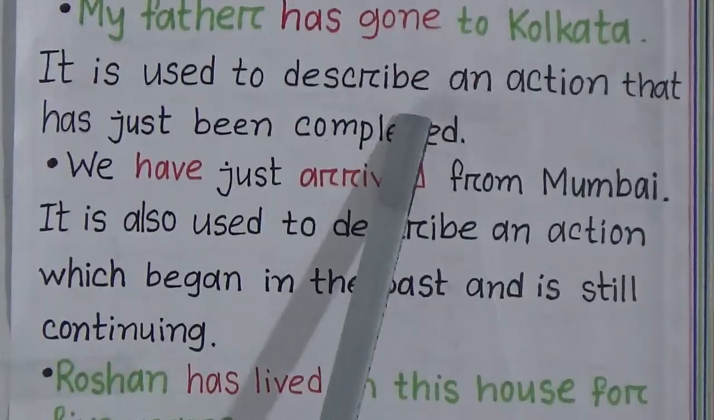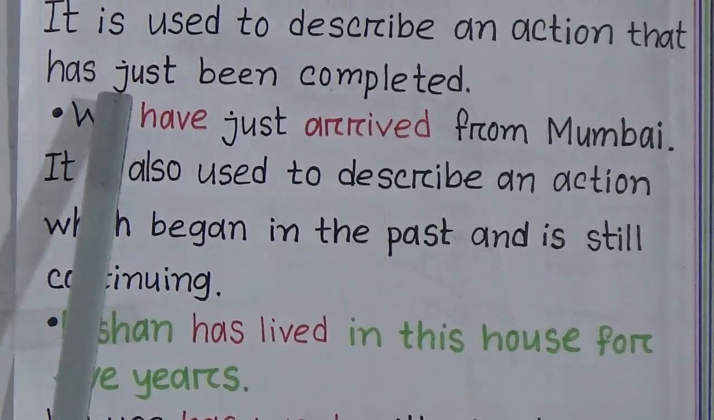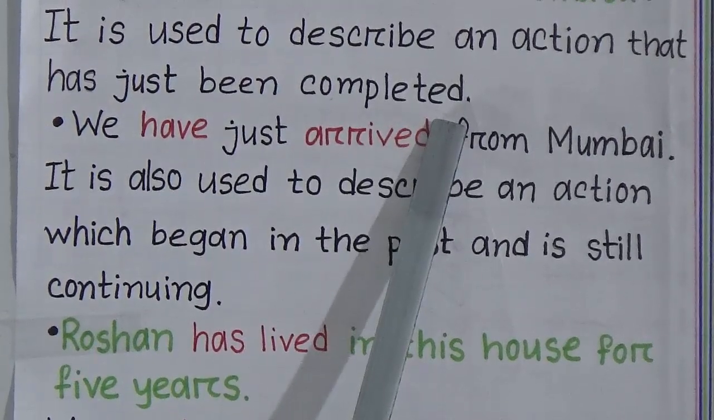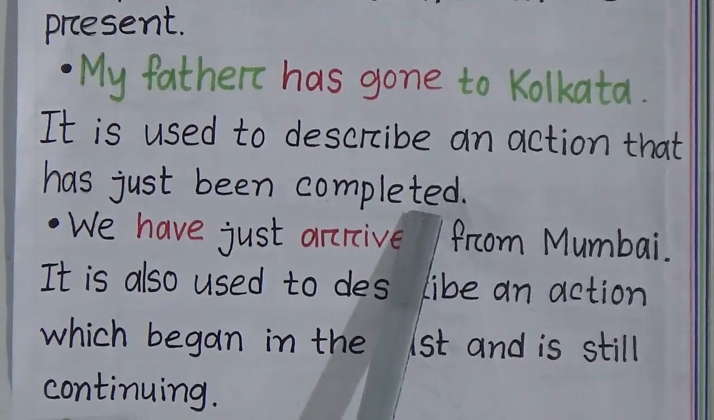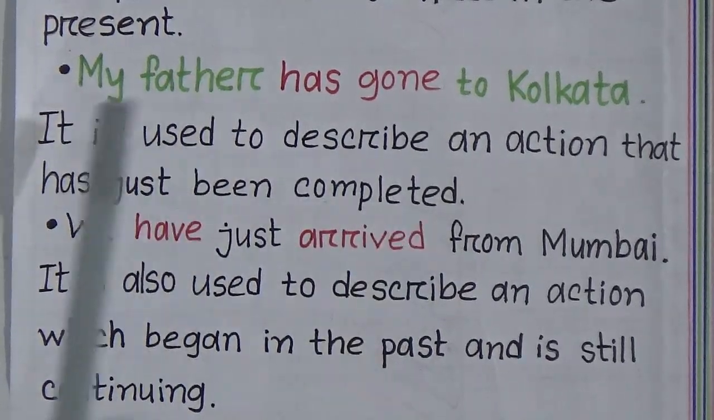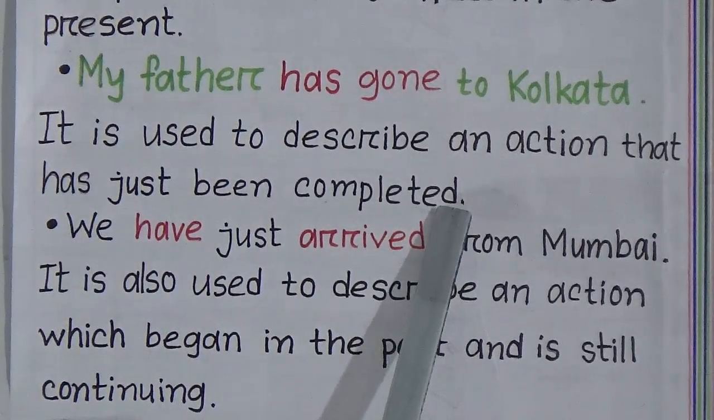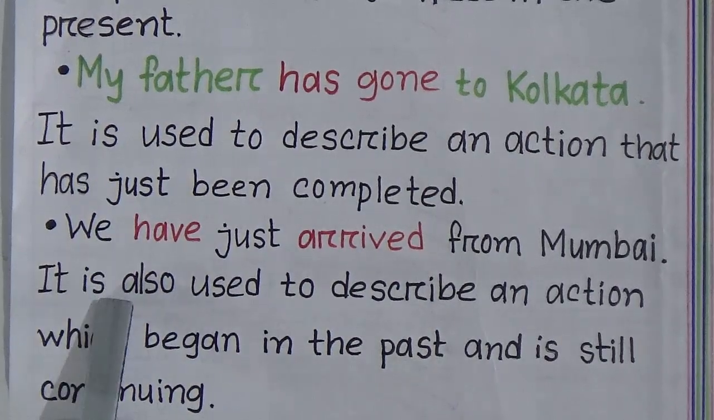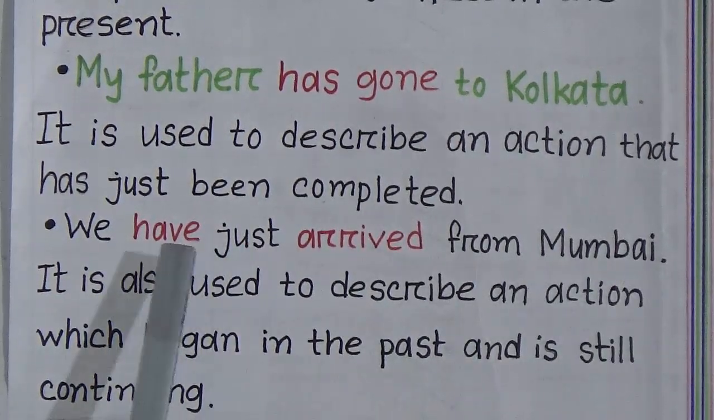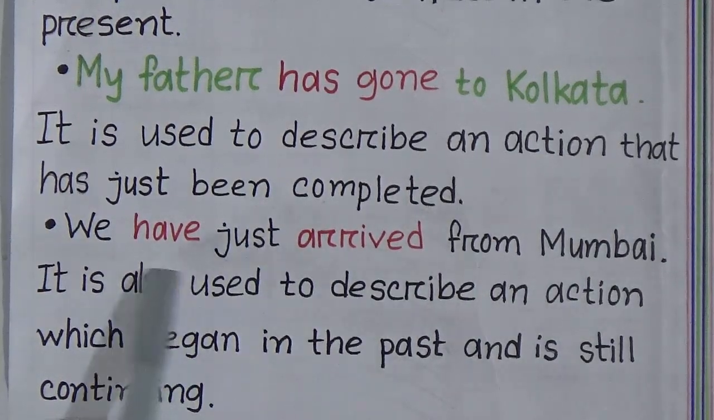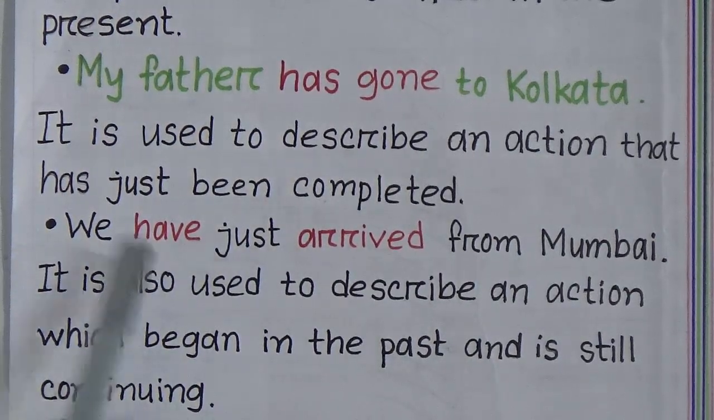It is used to describe an action that has just been completed. So, through the present perfect tense, we can describe an action that has just been completed. For example, we have just arrived from Mumbai. Here, have and arrived indicate present perfect tense.